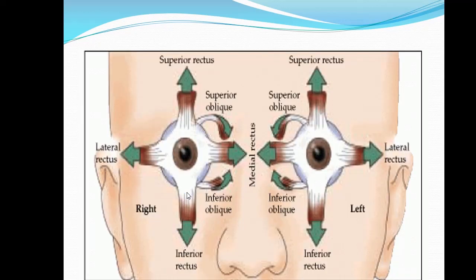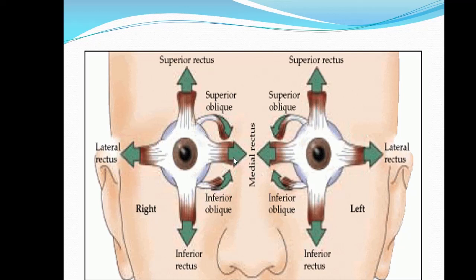Now look at this diagram. This shows us the extraocular muscles. All six muscles can be seen, and here we are going to repeat the actions of each muscle. So we start with the lateral rectus muscle. When there is contraction of the lateral rectus muscle, this will cause the eyeball to move outward or laterally, and this is also known as abduction.